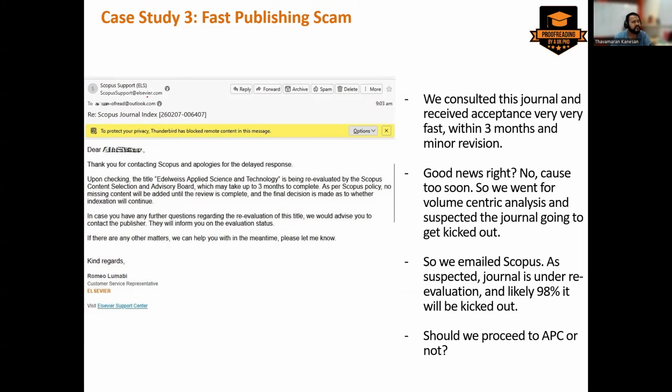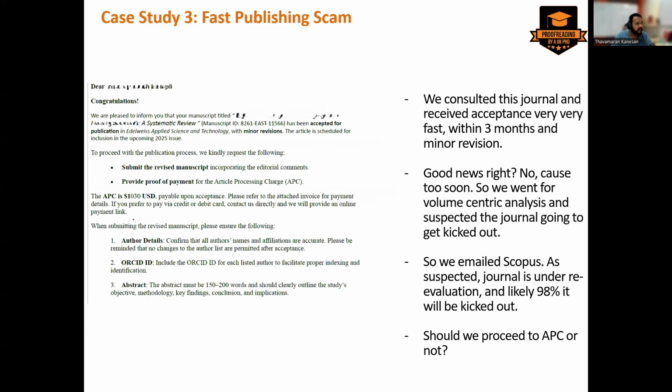You can write to scopussupport@elsevier.com. So we contacted them on behalf of the student, because we don't want the student to waste their money. The fee was 1000 USD. And the moment you pay, it goes online and your paper is done. You cannot retract the paper anymore because it is already on the website of the journal. So Turnitin will pick up 100%.